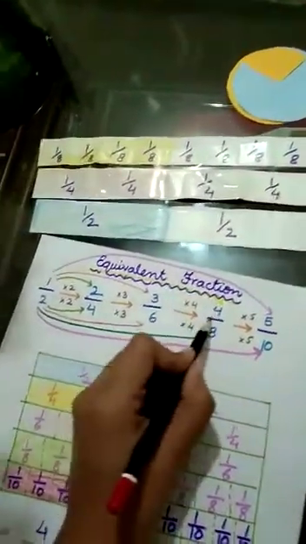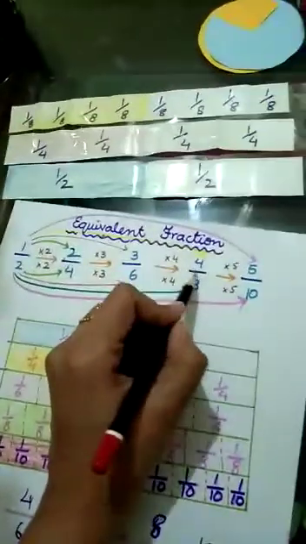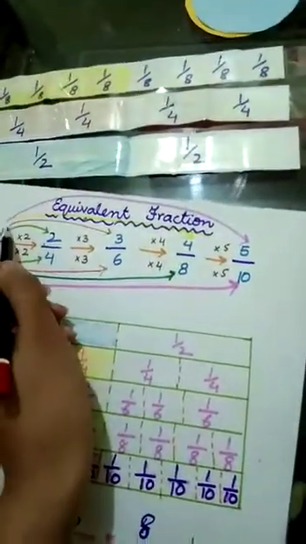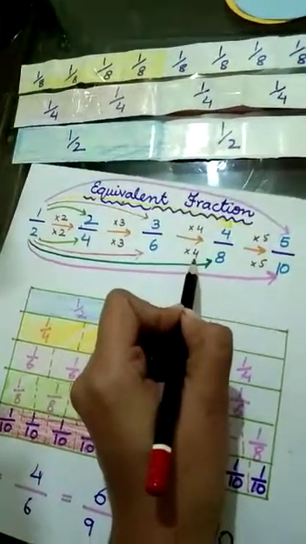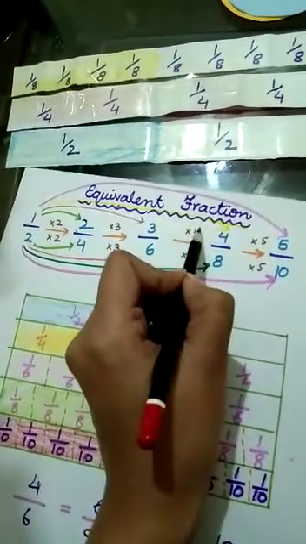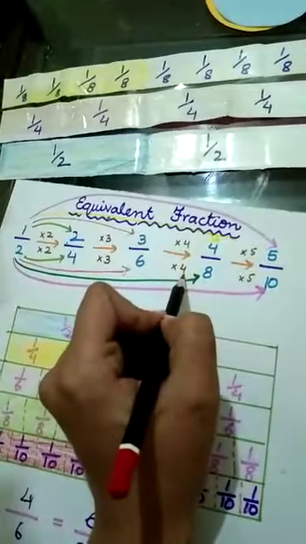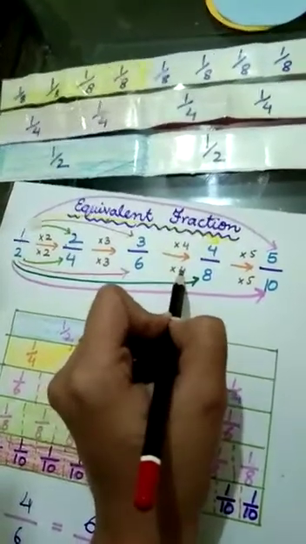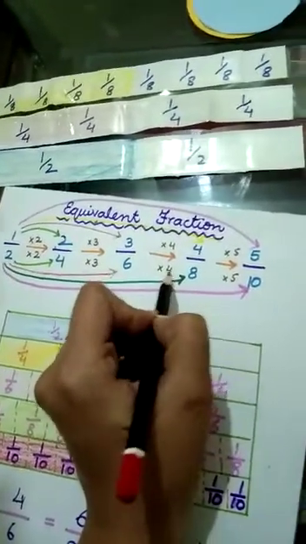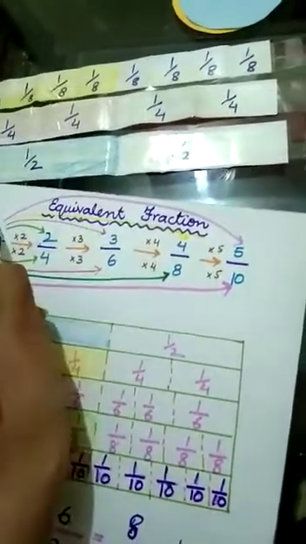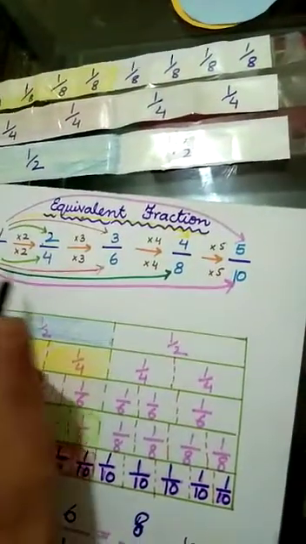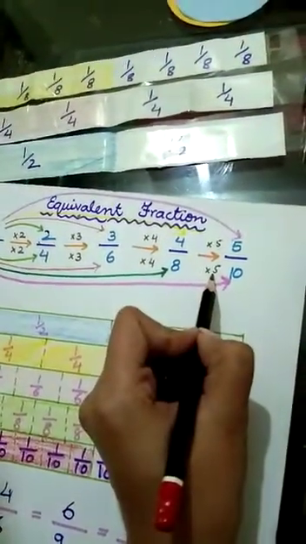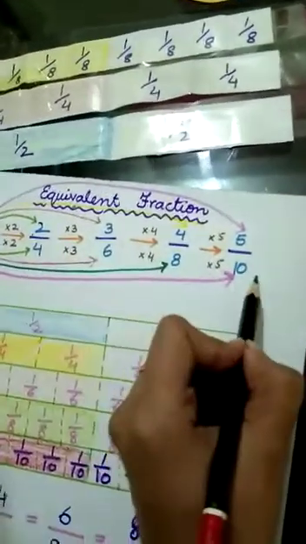Now come to the next number. Here I am multiplying the 1 by 4, so I have to multiply the 2 by 4 also, because as I multiply the numerator by 4, I have to do the same with the denominator. And in the same way, if I multiply the numerator 1 by 5, then I have to multiply the denominator by 5 also, and 2 5s are 10.